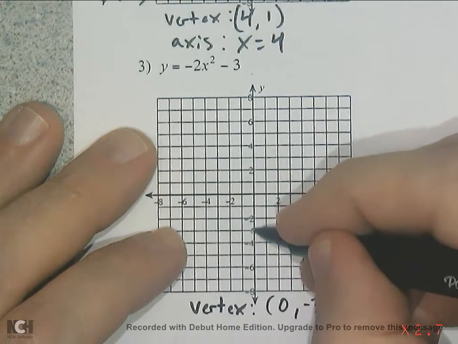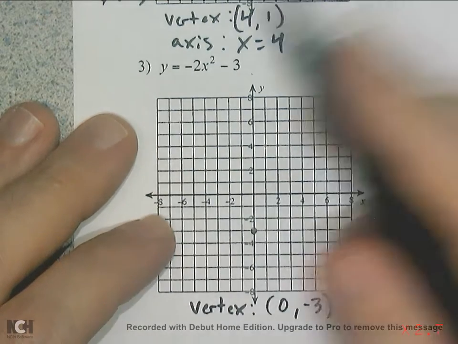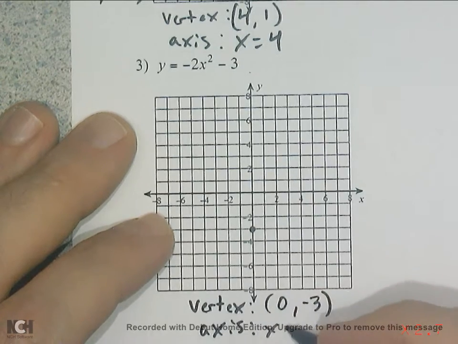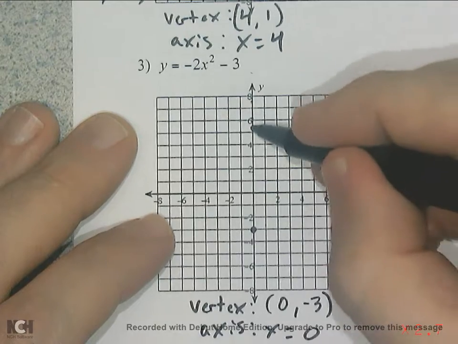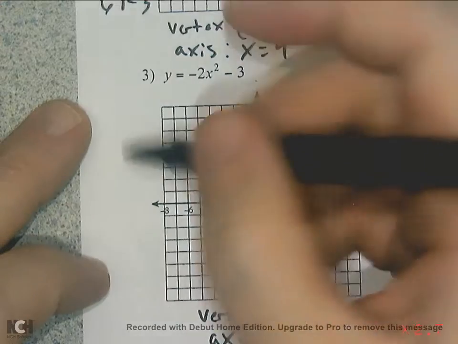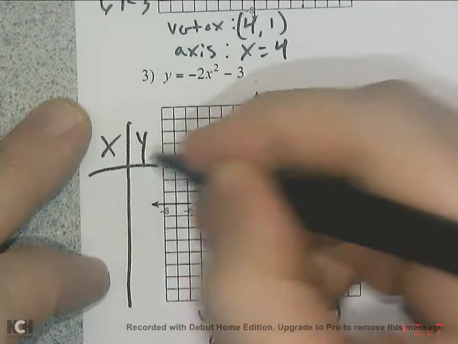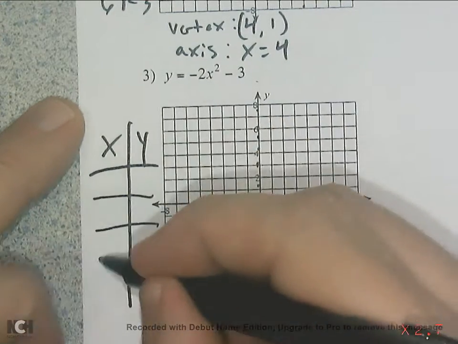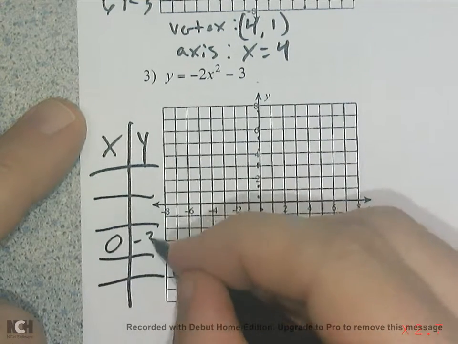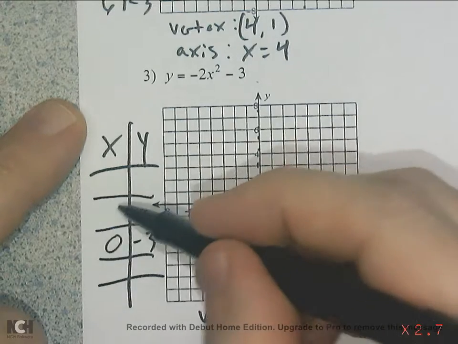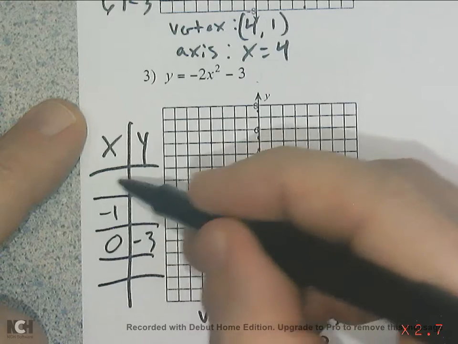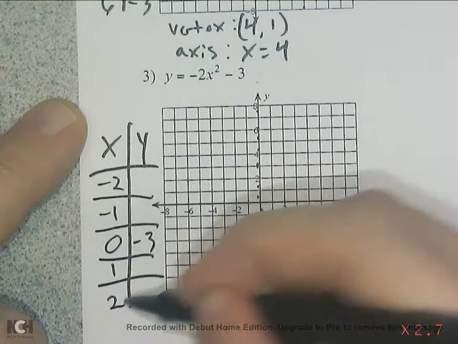So there's my vertex. And that also gives me my axis of symmetry, which again, if x is 0, it would be at 0. So my axis of symmetry is basically just the y-axis. It's going to be split by the y-axis. And then I would make a table, and I have my 5 values here. I put my vertex in the middle, so 0, negative 3. And then I'm going to have the numbers before it, negative 1, negative 2, the numbers after it, 1, 2.